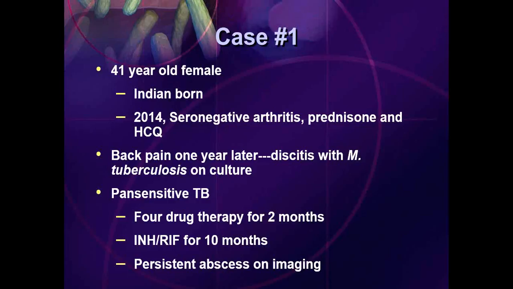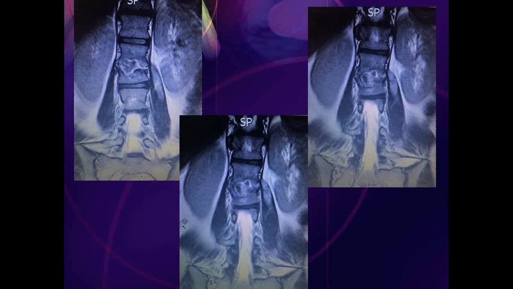She got better, and then 1 year later developed back pain, which eventually was worked up, and she's found to have this discitis on imaging and an associated abscess. It was drained, and it grew out MTB. It was pan-sensitive. She was put on 4-drug therapy for 2 months. And then she was switched to INH and rifampin alone for 10 months. However, she had this persistent abscess on imaging. It had been about 12 months now.